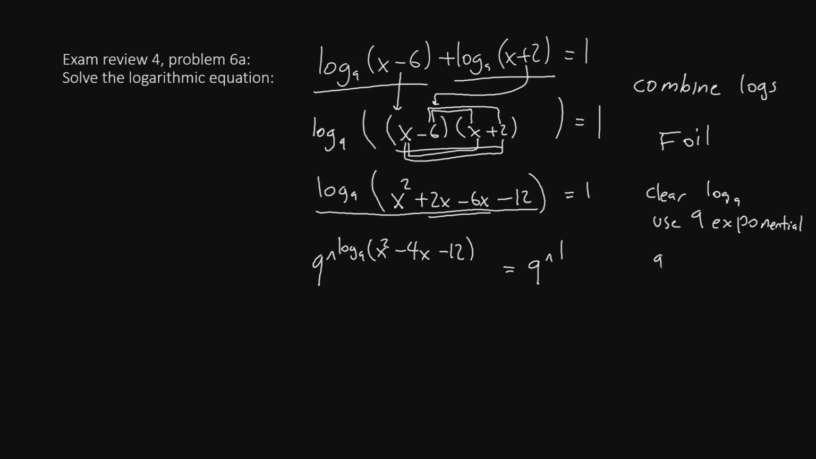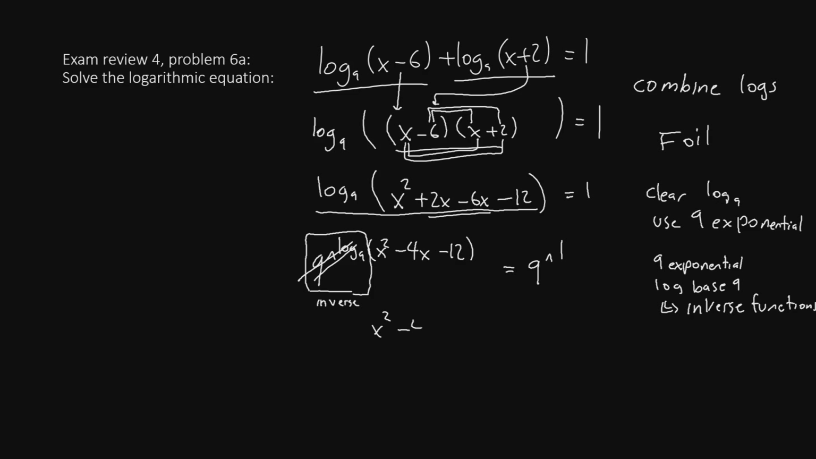Now, remember that a 9 exponential and a log base 9 are inverse functions. So that this 9 base and the base 9 log cancel out. This will leave us with x squared minus 4x minus 12 equals 9 to the first power. That's just 9.